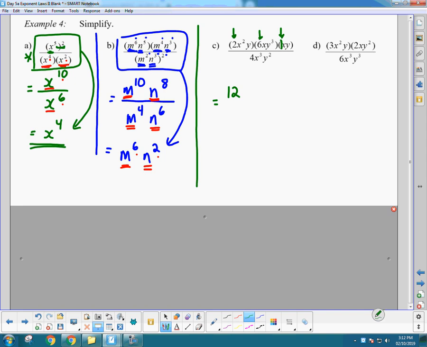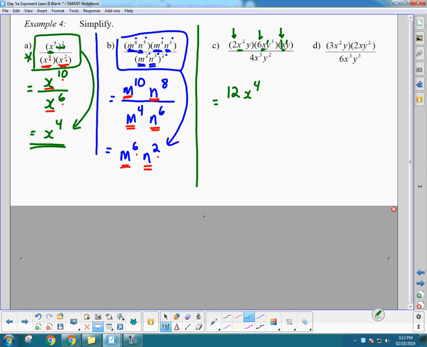Then let's look at the x's. Powers with the same base, there, there, and there. We add the exponents. So 2, this is an exponent 1, and this is the exponent 1. So if you're multiplying all the x's, you add the exponents 2 and 1 and 1, and that gets you 4.